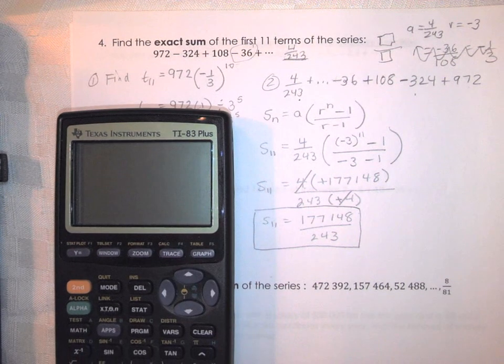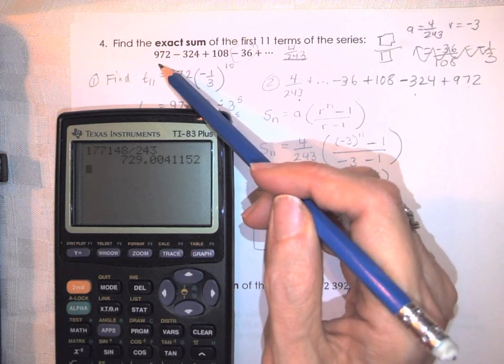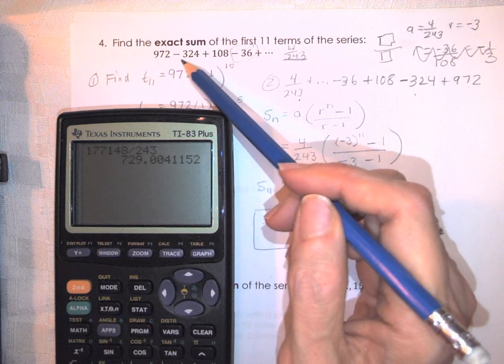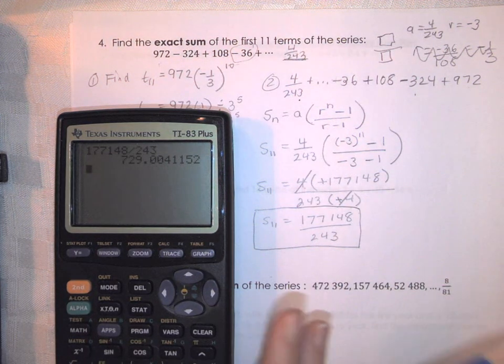And see if it makes sense in our mind. So 177,148 divided by 243 is about 729. And you can see that we alternate terms. So we're not just adding all the time, we're subtracting sometimes. So that makes sense.